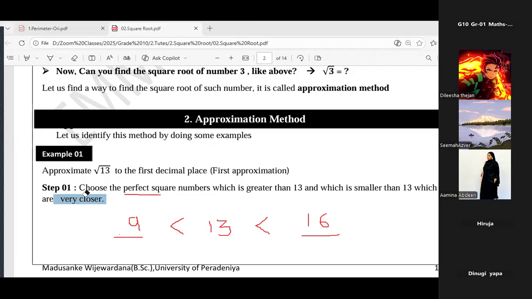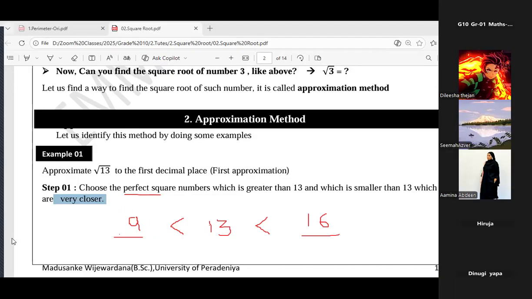So this is the first step that you have to do. Yes, Amina's answer is correct. Today I am doing somewhat slowly because you guys need to understand the first question to the maximum. At least 80% of this you need to understand.